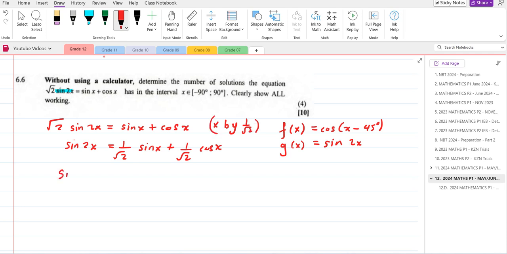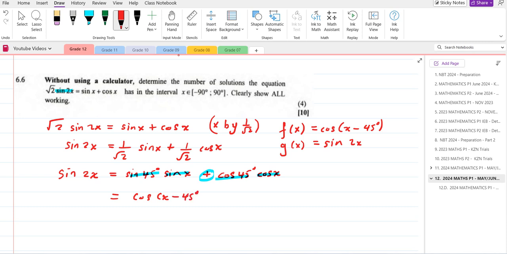Now I've got sine 2x is equal to, what's 1 over root 2? Remember, 1 over root 2 is a special angle, so we can write it as sine 45, right? Sine x. We can write this as cos 45 and cos x. So what do we have? We have cos, sine with plus. So that's basically the expansion of this. So that is just basically cos of x minus 45.